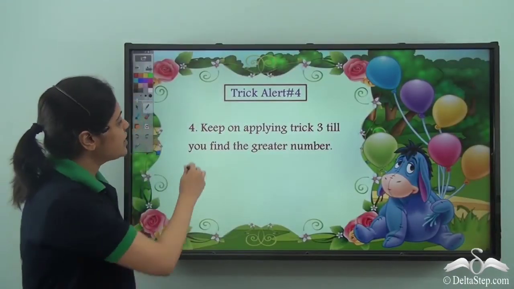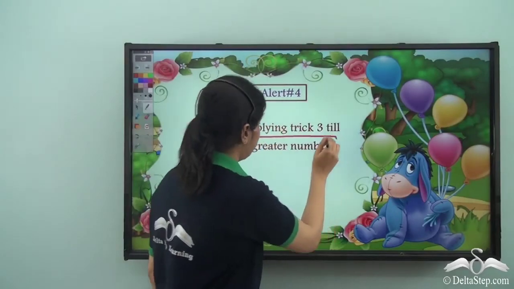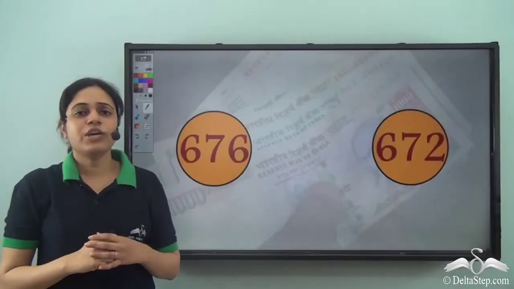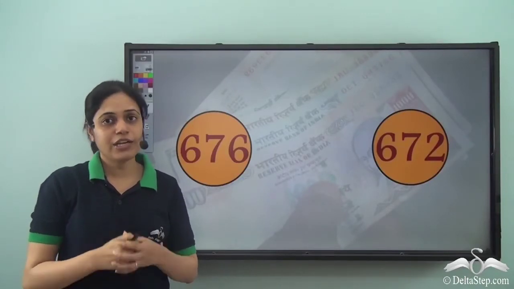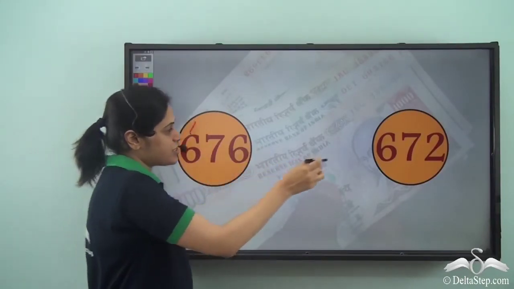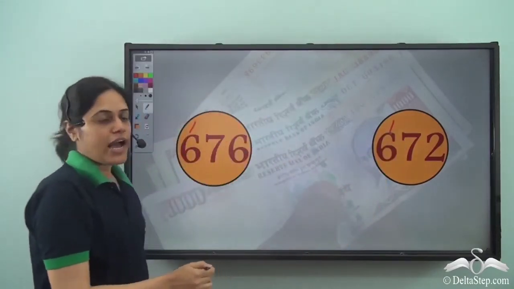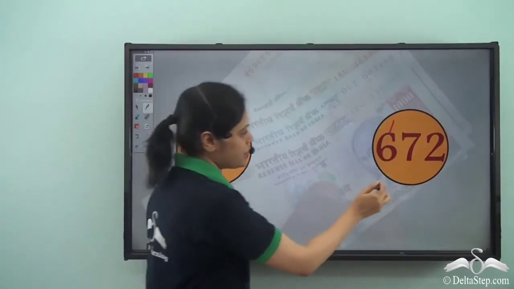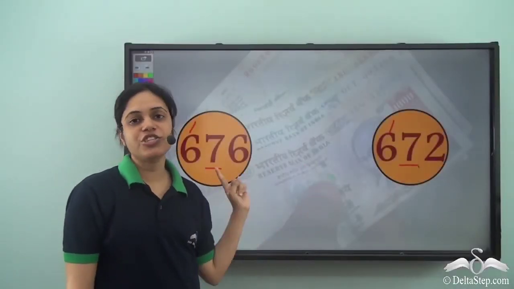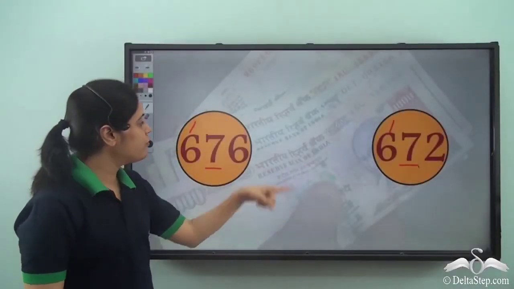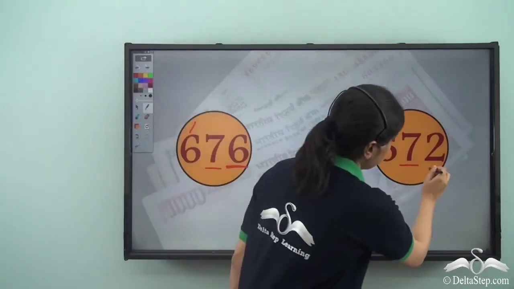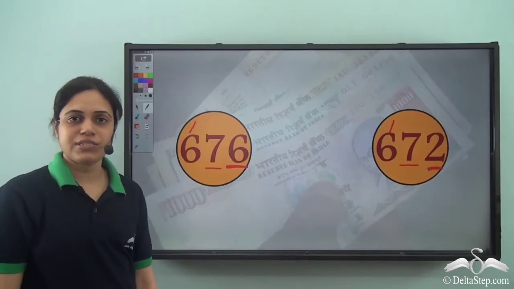That is, keep on applying trick 3 till you find the greater number. Means what? You saw that the first digits are equal and you move to the second digit, which is 7 and 7. Now once you see that the next digit is also equal, you move to the next digit, which is 6 in this case and 2 in this case.